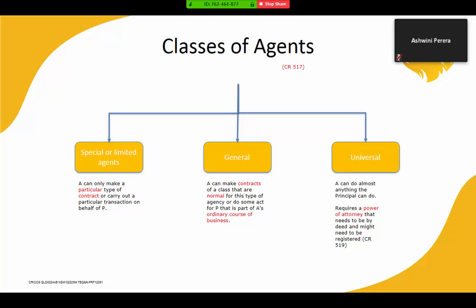It could be general. So in between. Here the agent can make contracts of a class that are normal for this type of agency, or do some acts for the principal that is part of the agent's ordinary course of business. So like a manager. What would a manager do for you? That would be part of their general agency. Then you would have this universal class where the agent can do almost anything that the principal can do.